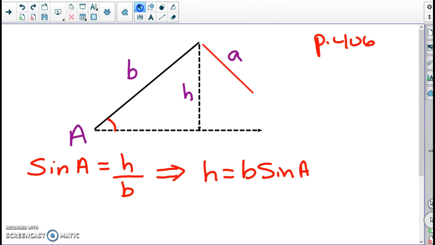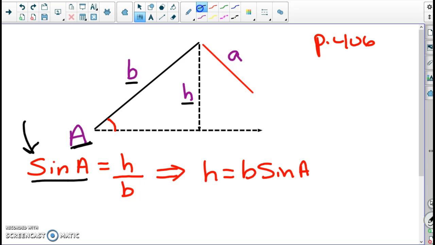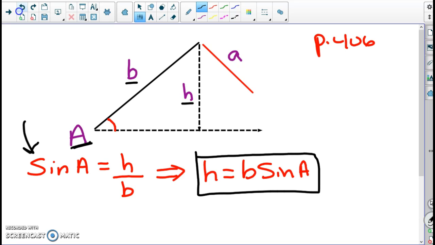Before we start, notice that H is equal to B sine A. So I just wanted to draw your attention to that. The sine of angle A is opposite over hypotenuse. So sine of A is equal to H over B. Hence, multiplying both sides by B, H is equal to B times the sine of A. I just wanted to make sure that was clear to you, how they got that. We're going to be using this fact shortly.